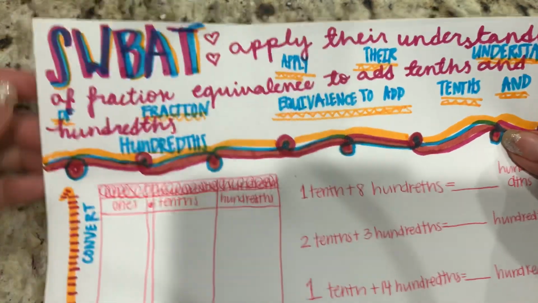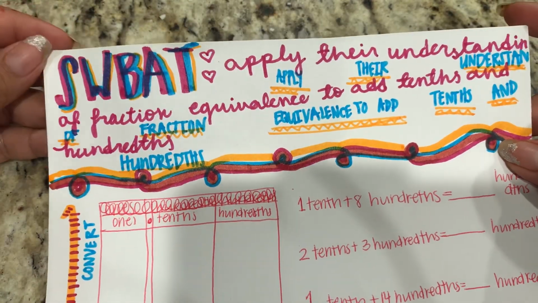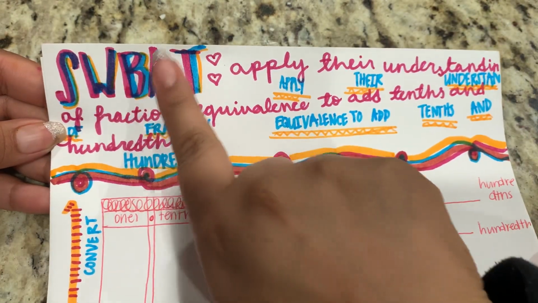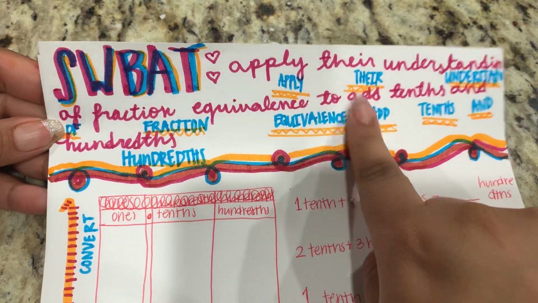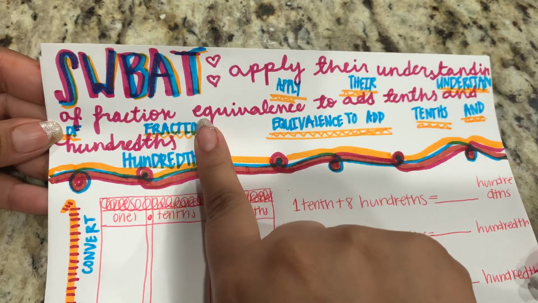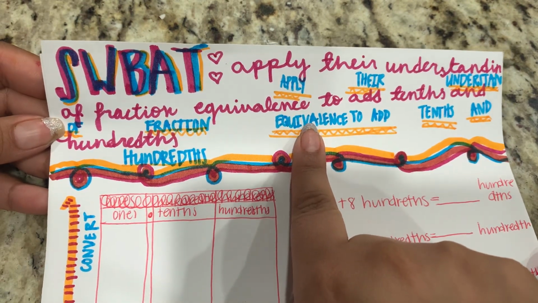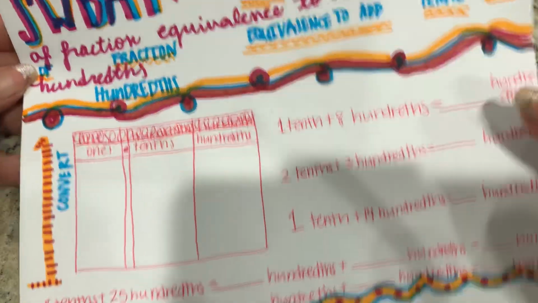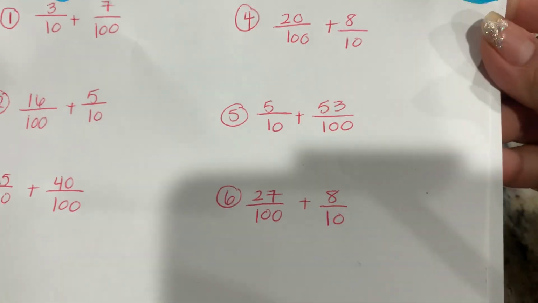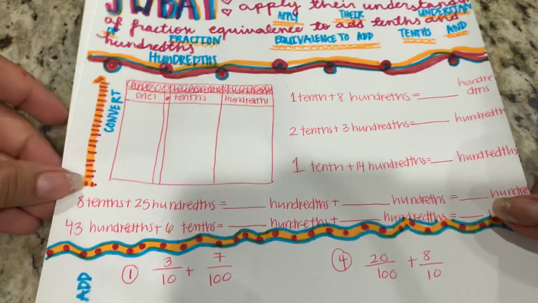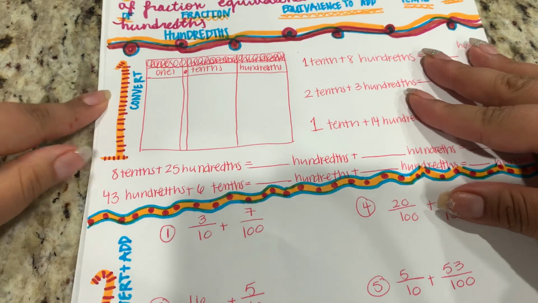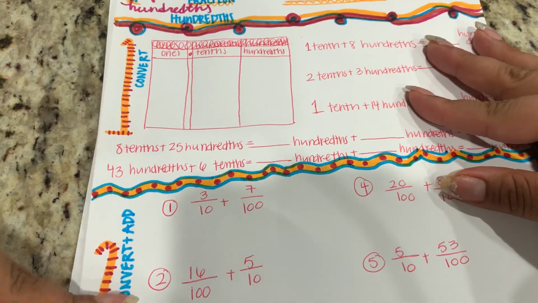Okay, let's get started. This is lesson 12 of decimals, and it says that today your goal is students will be able to apply their understanding of fraction equivalents. Remember, we did equivalents already, to add tenths and hundredths. So the ultimate goal is that you are able to do this by the end. And how we're going to do that is using two different skills today. You're going to be converting, and you're going to be converting and adding.